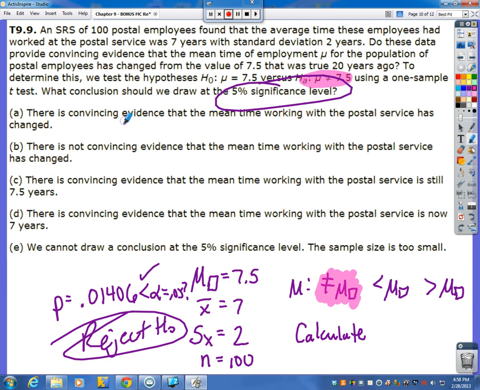We do have enough evidence that the mean working time for the postal employees has changed. Not convincing. We cannot draw a conclusion. The sample size is too small. That's ridiculous. So there is convincing evidence.